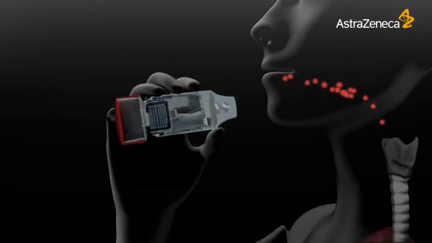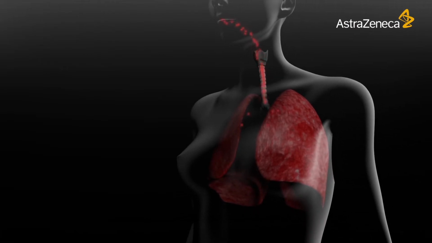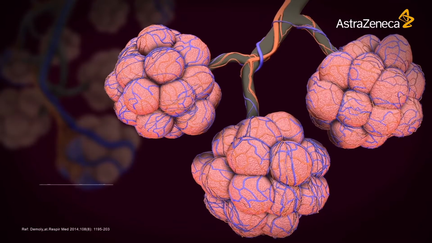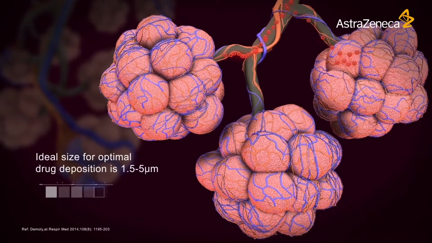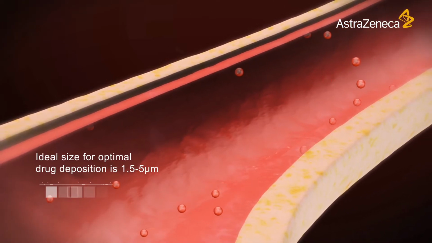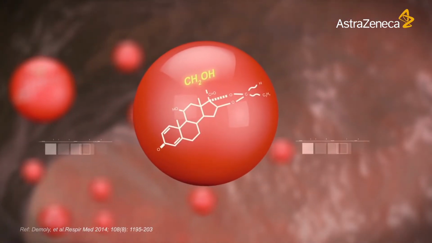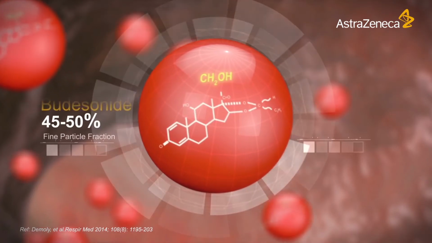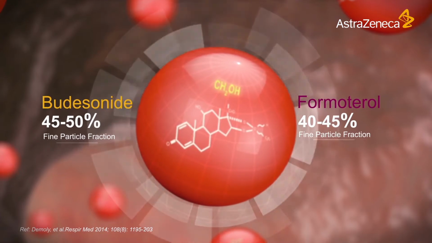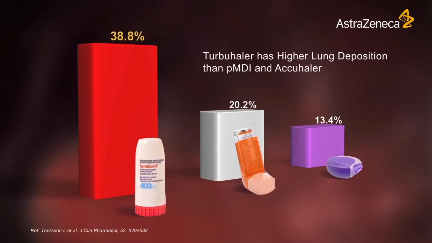The unique design of the mouthpiece ensures efficient drug delivery of fine particles. The ideal size for optimal drug deposition is 1.5 to 5 micrometers. Symbicort Turbuhaler delivers a fine particle fraction of 45 to 50% for budesonide and 40 to 45% for formoterol. Thus, Symbicort Turbuhaler ensures optimum drug delivery into the lungs where it matters.